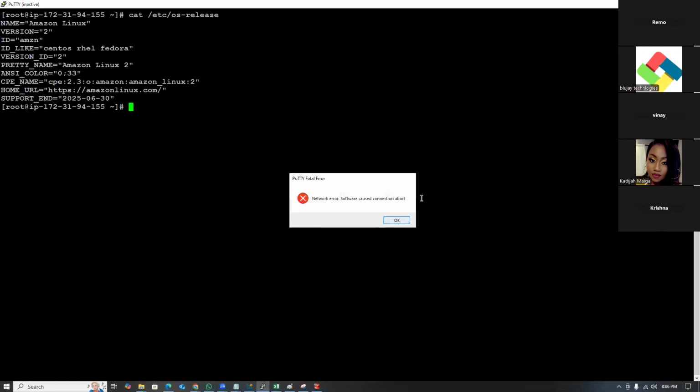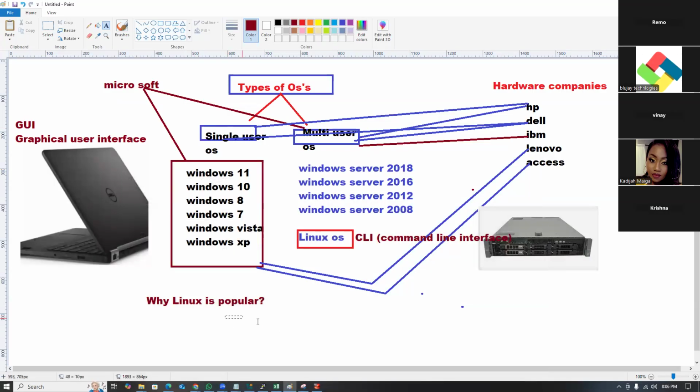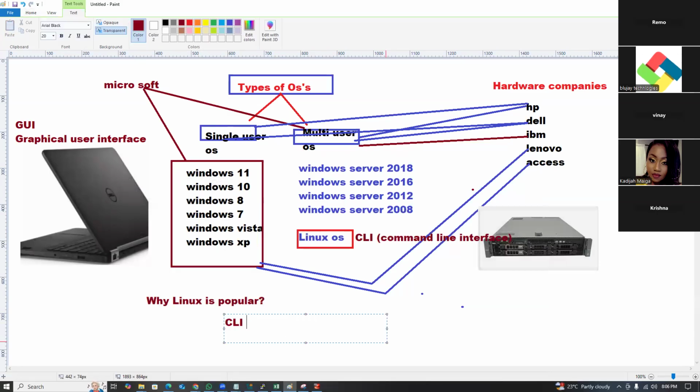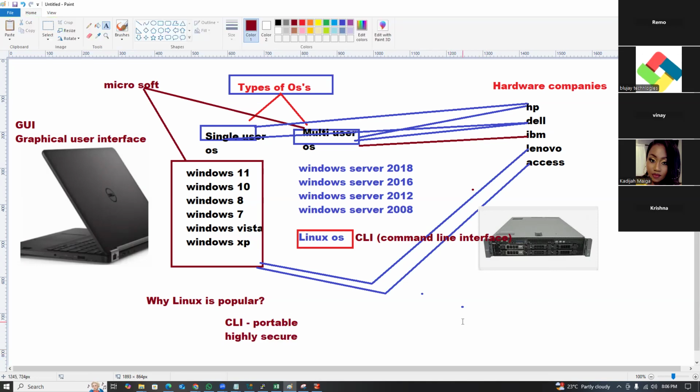Why is Linux popular? Linux is a CLI, which means it's portable and highly secure. Think of something like a ransomware attack. How does a virus come? The virus comes through images. If you plug a pen drive into a Windows OS, the virus will enter that OS and corrupt it. Hackers can also easily hack a Windows machine. But Linux is a command line. Commands are letters, alphabets.